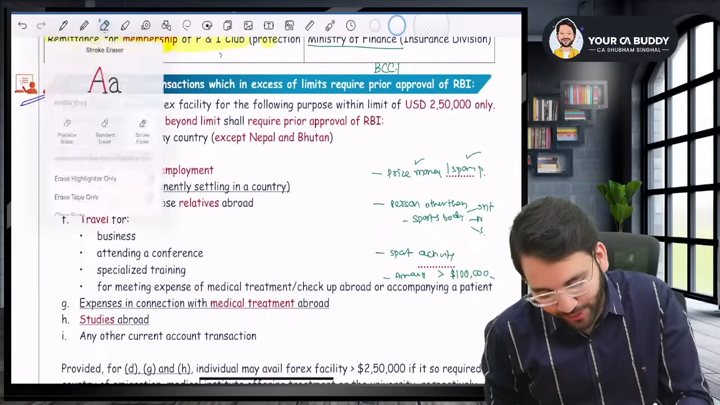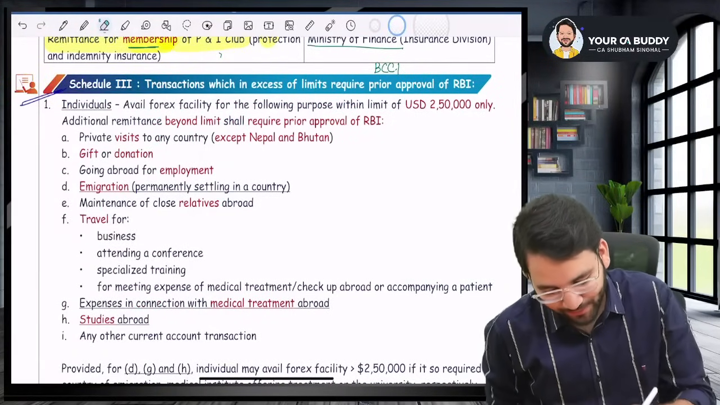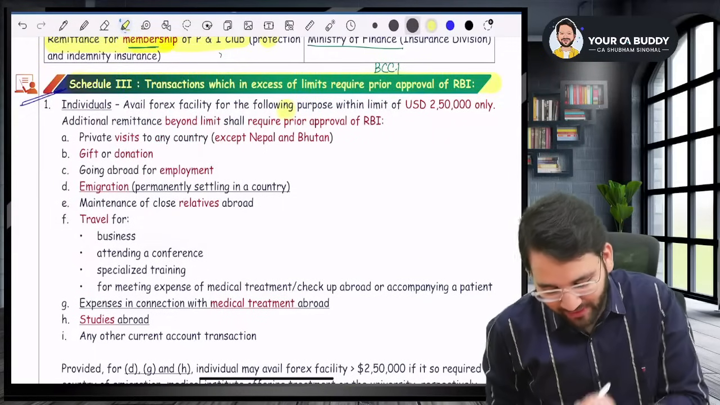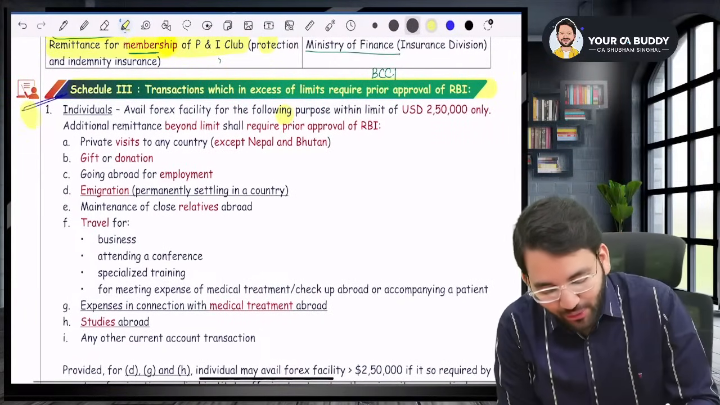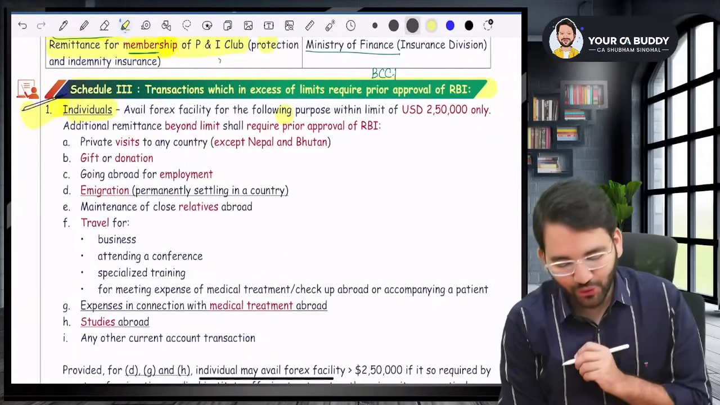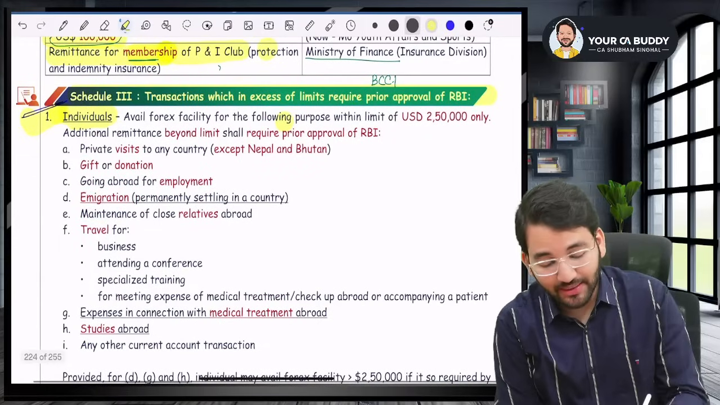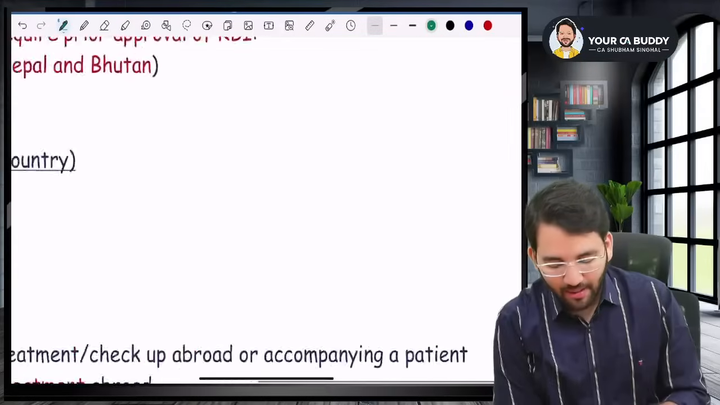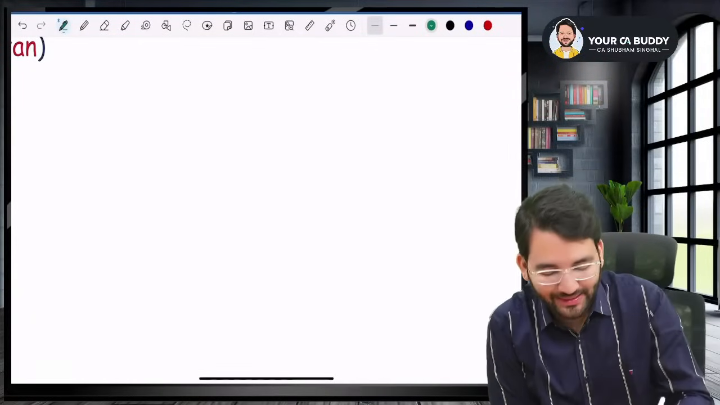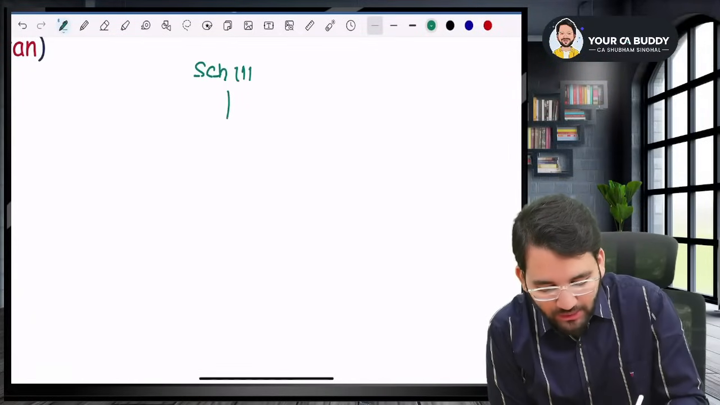Sir, what is Schedule 3? Sir, what does Schedule 3 talk about? Listen to me very carefully. Sir, Schedule 3 says that transactions which are in excess of the limit require prior approval of RBI. Very simple, sir. Before reading, I'll give you good context. Context is Schedule 3 talks about two people.